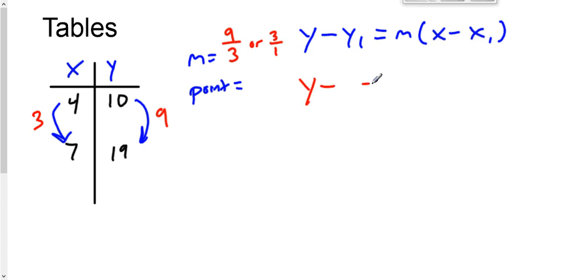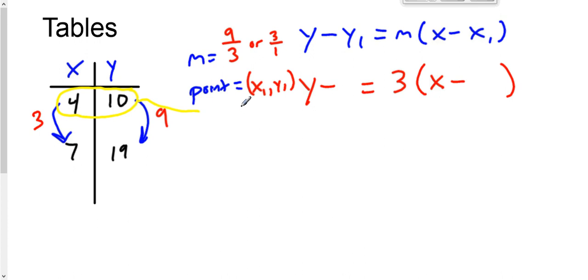So far, what we have is this in our equation. X1 and Y1 end up being our point. We get to pick which point from our table. Doesn't matter which one, pick the one that looks the easiest. This one appears to be the easiest, so we're going to use that one. So our point is 4, 10.